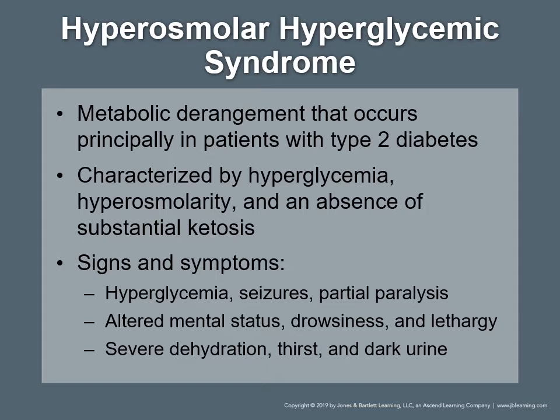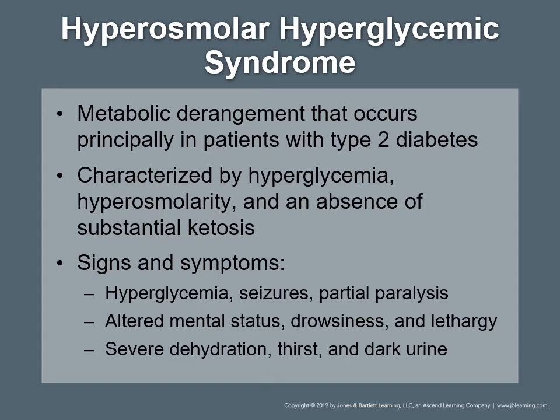Hyperosmolar hyperglycemic syndrome, or HHS, is also called hyperosmolar non-ketotic coma, or HONK, H-O-N-K. That makes me giggle a little bit. A metabolic derangement that occurs principally in patients with type 2 diabetes. This is characterized by hyperglycemia, hyperosmolarity, and an absence of substantial ketosis. The term hyperosmolarity describes high concentrated blood as the result of relative dehydration.